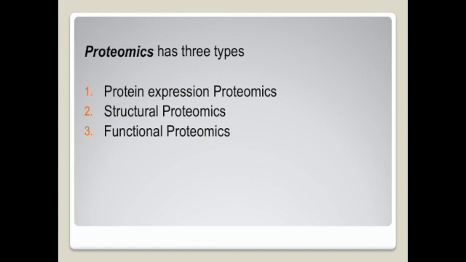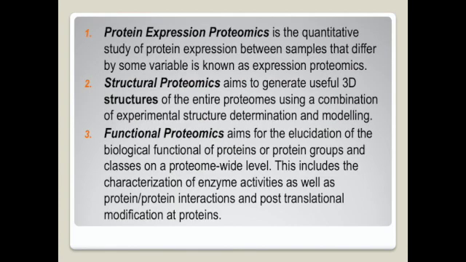Proteomics has three types. Number 1, protein expression proteomics. Number 2, structural proteomics. And number 3, functional proteomics. Protein expression proteomics is the quantitative study of protein expression between samples that differ by some variable. Structural proteomics aims to generate useful 3D structures of the entire proteomes using a combination of experimental structure determination and modeling.